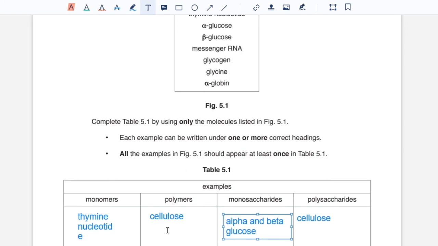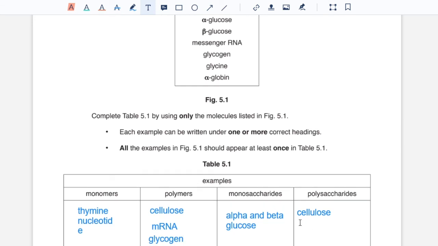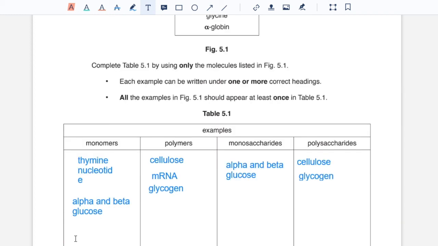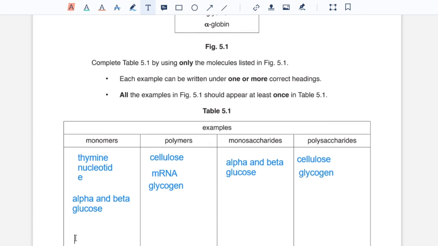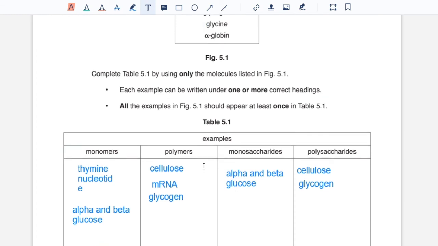And then messenger RNA, it's not a monomer, it's not a monosaccharide or a polysaccharide, but it is a polymer. Similarly, glycogen is also a polymer as well as a polysaccharide, since it's made up of the monomers or monosaccharide alpha glucose. And then glycine is an amino acid which makes up the polymer polypeptides, so glycine would be a monomer, followed by alpha globin, which is a polypeptide, and so it would be a polymer.